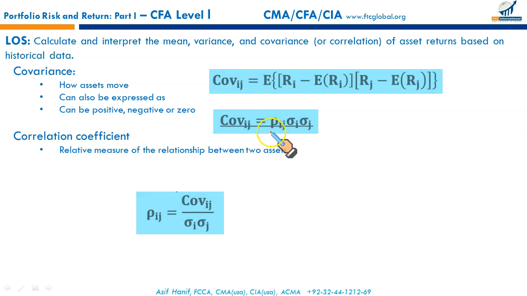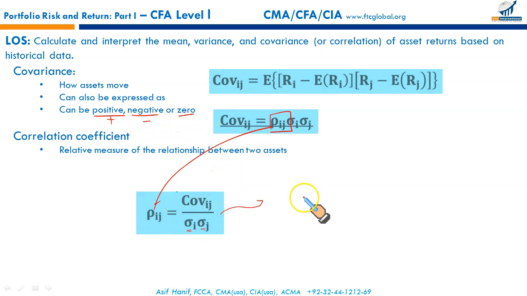Okay, now if you take this rho sign here as the subject of this equation and you divide covariance by the standard deviation of x and the standard deviation of y, the first asset and the second asset, what you get is called the correlation coefficient, or coefficient of correlation. Which basically is the relative measure of the relationship between the two assets. The difference between covariance and correlation is that covariance can have an extremely large positive value, an extremely large negative value, or zero.